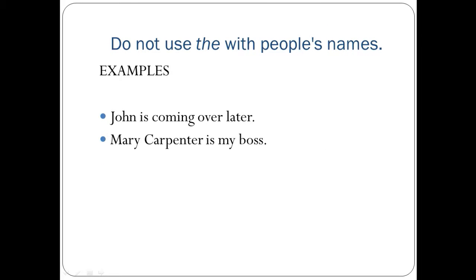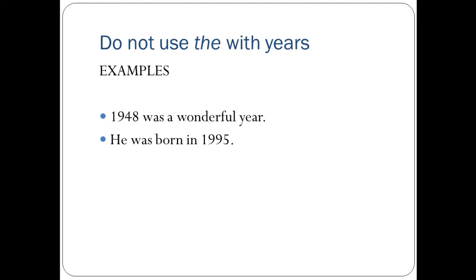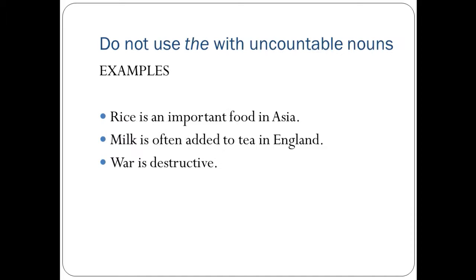Rule number 2. Do not use the with people's names. For example, John is coming over later. Mary Carpenter is my boss. You cannot say the John or the Mary Carpenter. Rule number 3. Do not use the with years. For example, 1948 was a wonderful year. He was born in 1995. You cannot say the 1948 or he was born in the 1995.